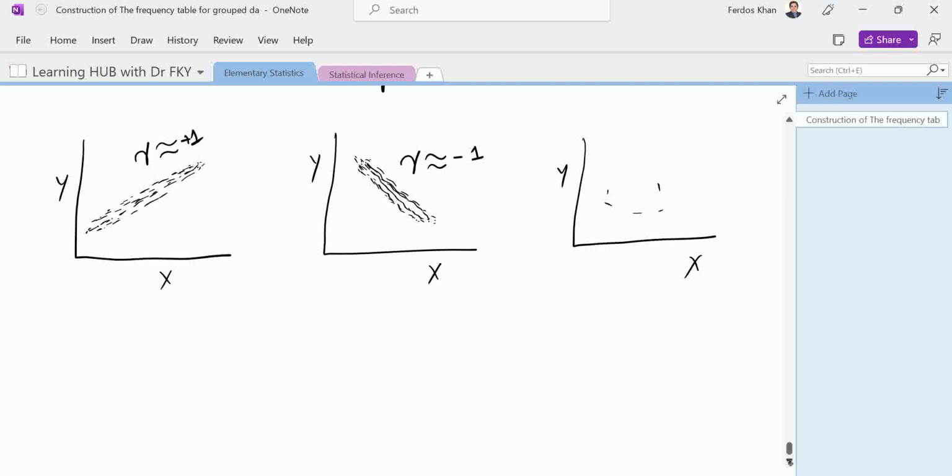And if the data is something like this, with no clear pattern, then we can say the correlation coefficient is approximately equal to 0. I will not write exactly 0, but in this case there is no clear pattern in how the variables are moving together. So this is the interpretation of this point.